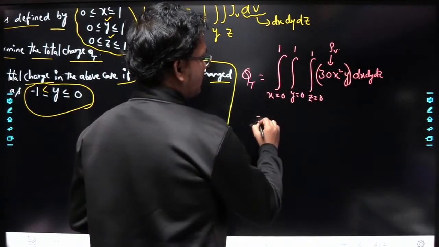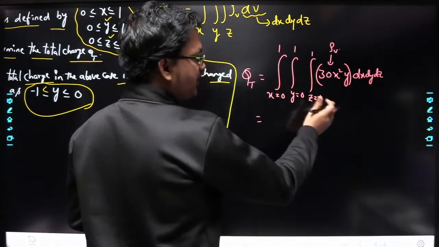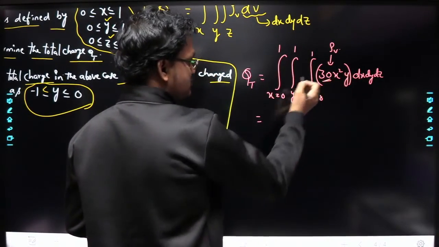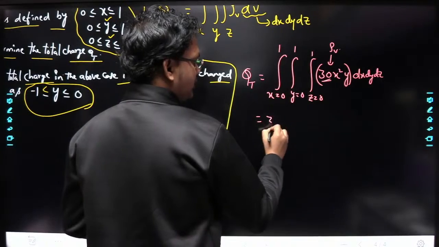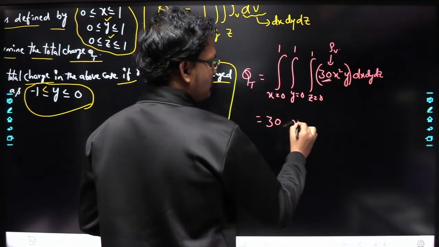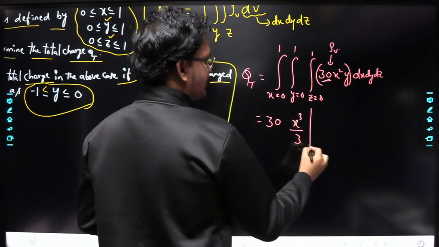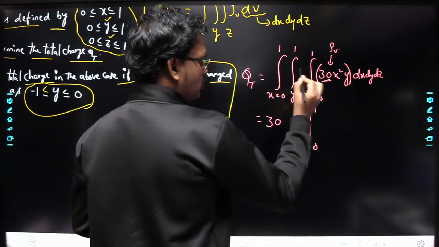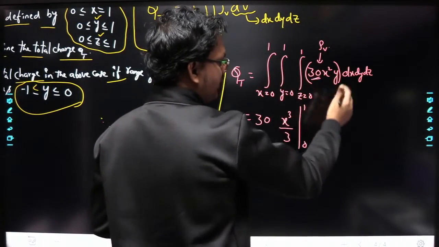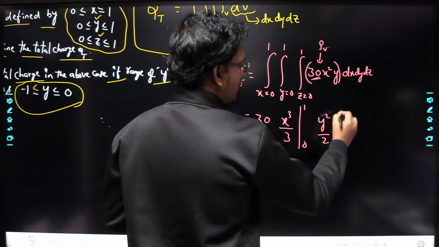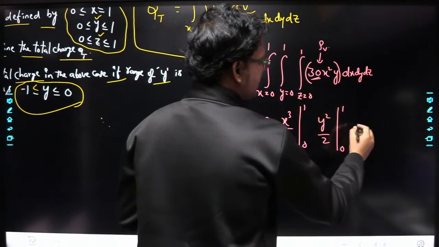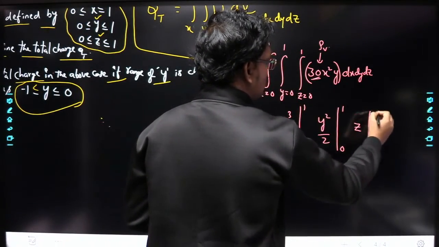Now see here, what are you going to get? Here you have to integrate with respect to x, y and z. Now 30 is constant, so take it out of the integration. Integral x square dx is nothing but x cube by 3, its range is from 0 to 1. Next, integral y dy is nothing but y square by 2, its range is from 0 to 1. Next, integral dz is nothing but z, its range is from 0 to 1.